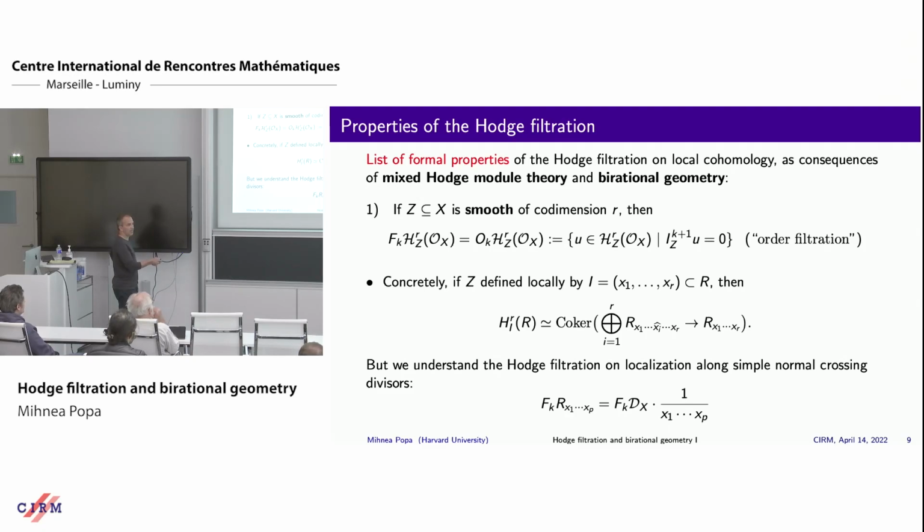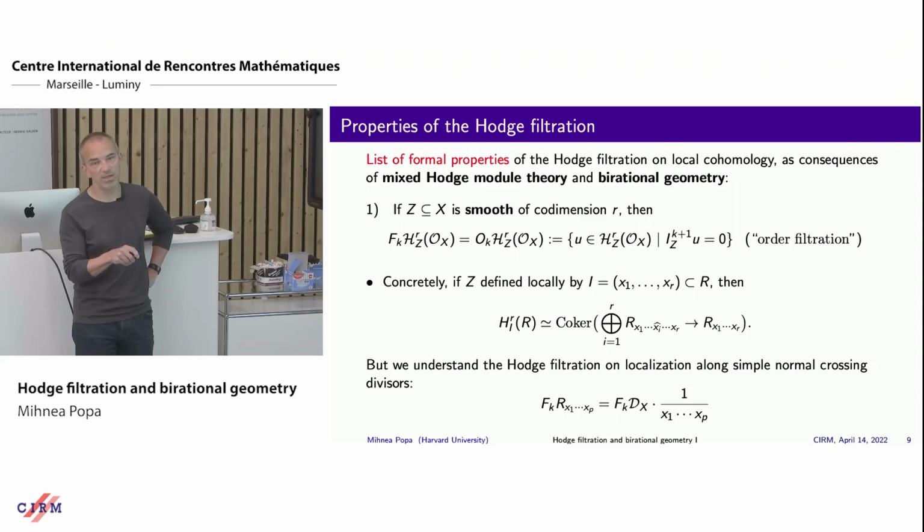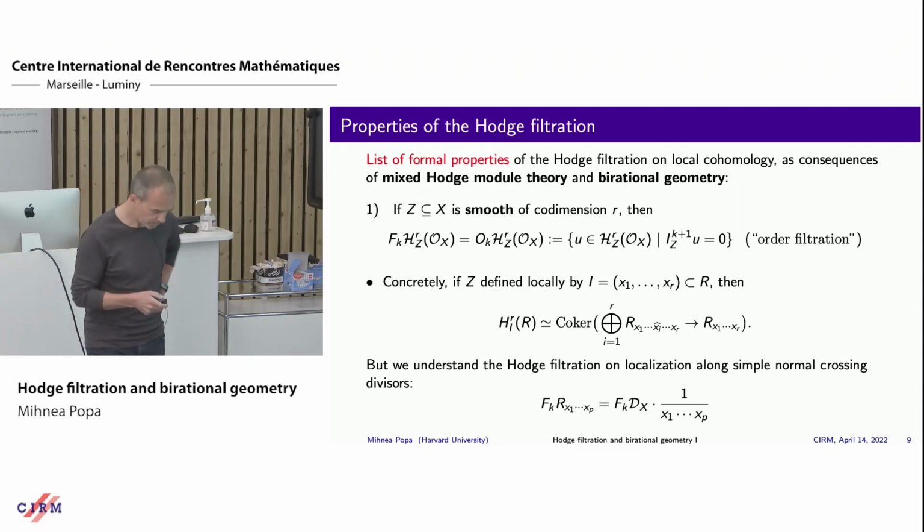And now you can easily compute this combinatorially, because these products are now simple normal crossings divisors. And we understand the Hodge filtration on localizations along a simple normal crossings divisor very well. In fact, I wrote it here. It's just determined by 1 over the function, by applying differential operators of the right order. Okay, so then you can do the calculations. It's not so complicated. So the Hodge filtration is always equal to the order filtration.